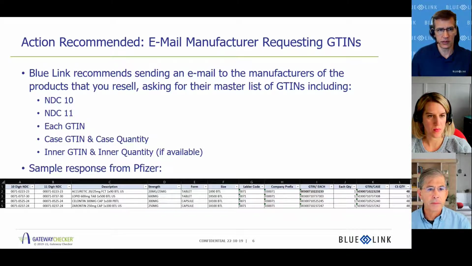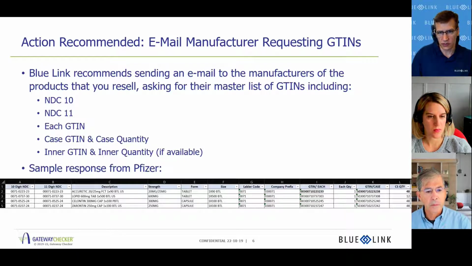We have some of these already. We have a list from Pfizer, for example, already. But one of the things you're going to want to do is ask them for a file that contains the NDC 10, the NDC 11. Usually they automatically include both of those. Really, we just need the NDC 10, the case GTIN, the case quantity.